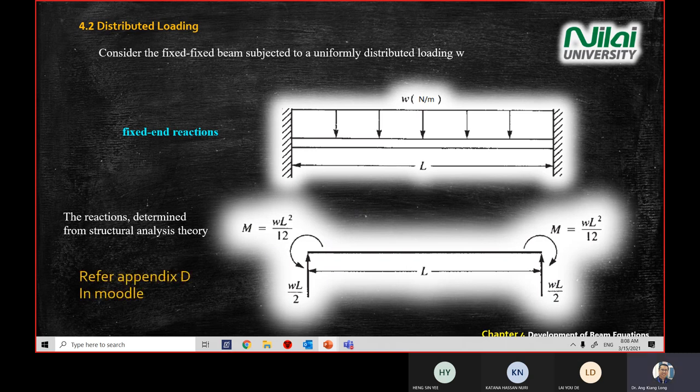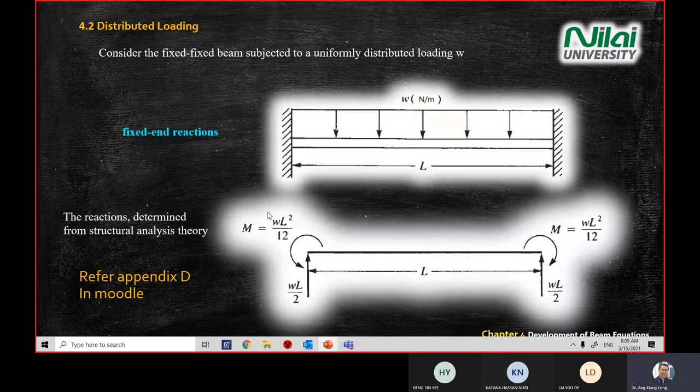All right, the next one. So basically, for distributed loading for this chapter or for this module, you can always refer to Appendix D. There's a table there to help you. So for this module or chapter 4, you don't need to memorize all the moment and reaction force. What you need to do is just refer to Appendix D in the Moodle. You just download the Appendix D and then you refer to it according to the case.